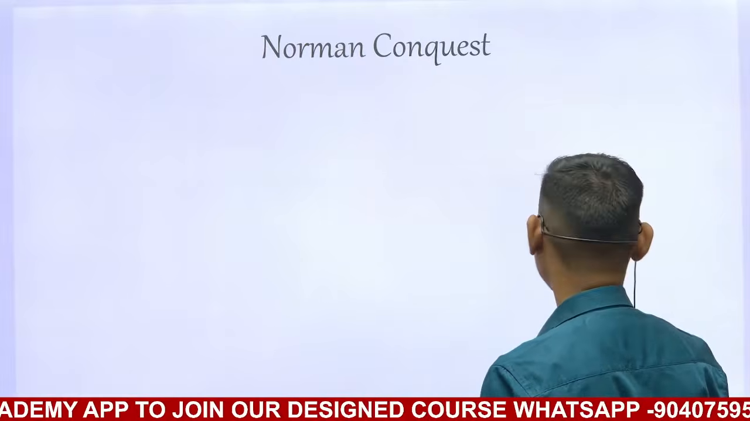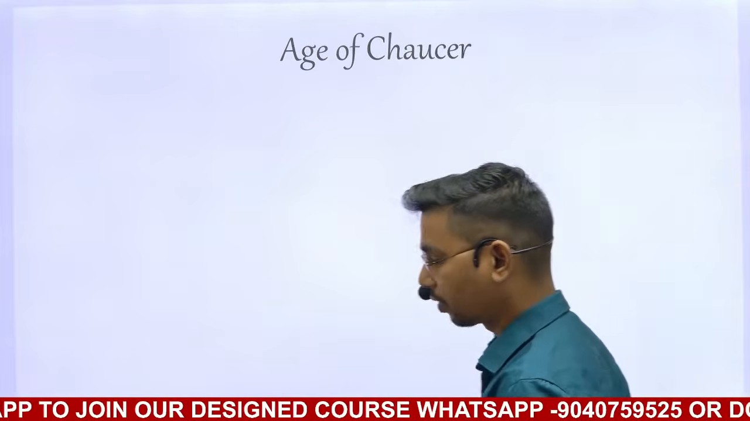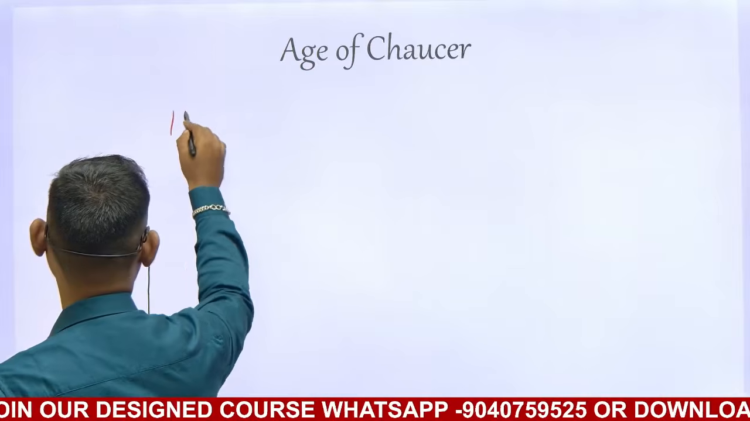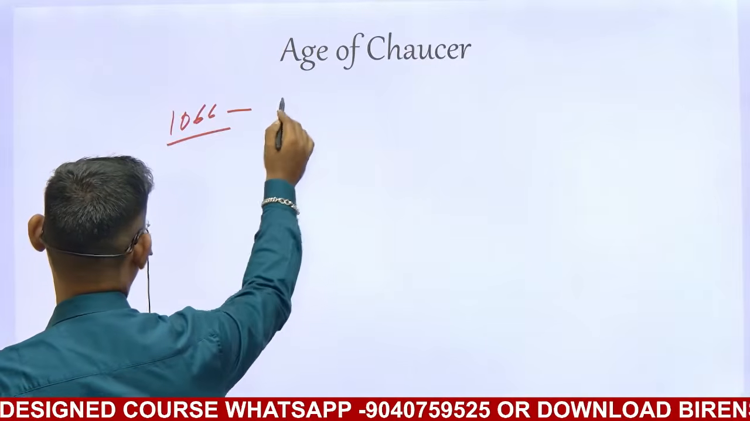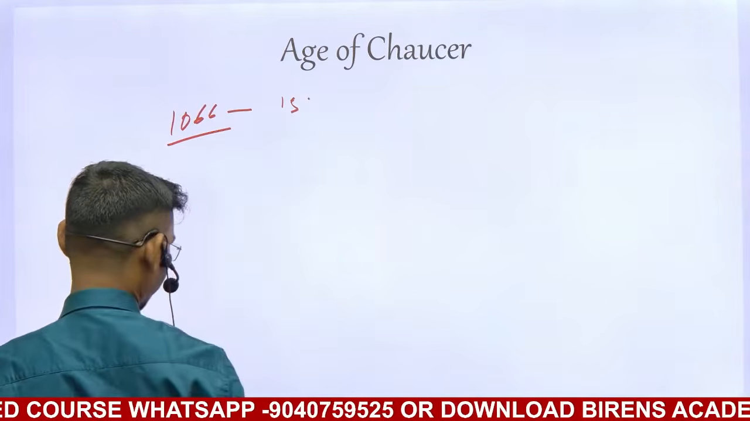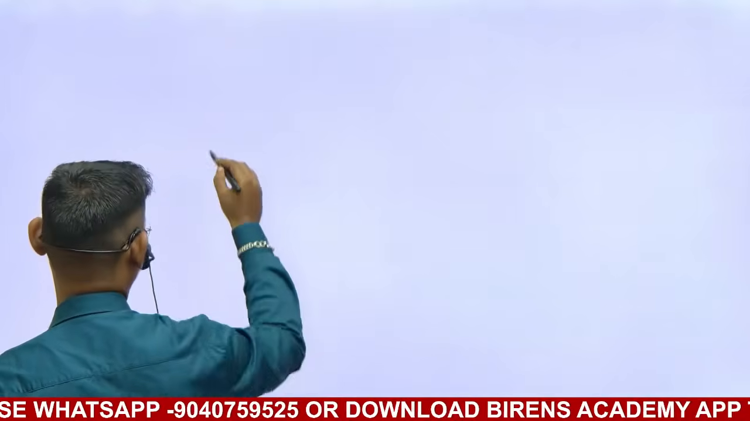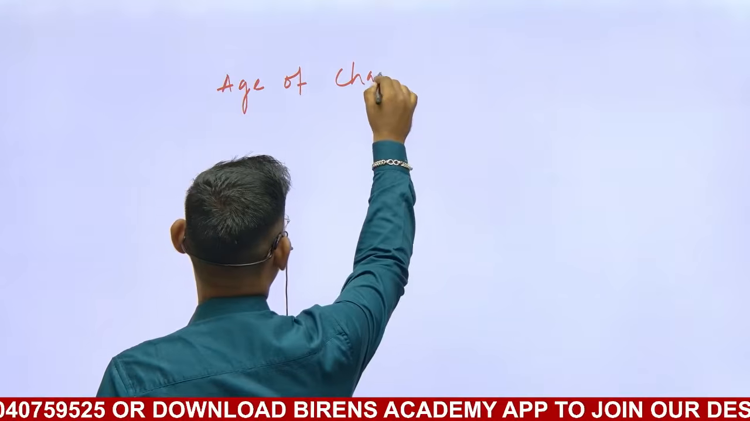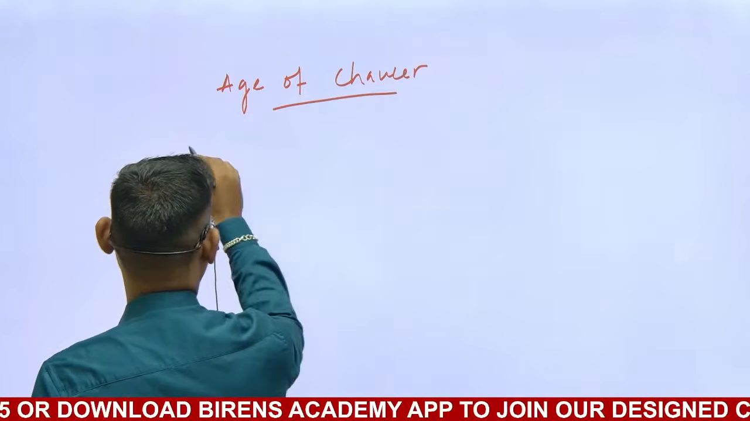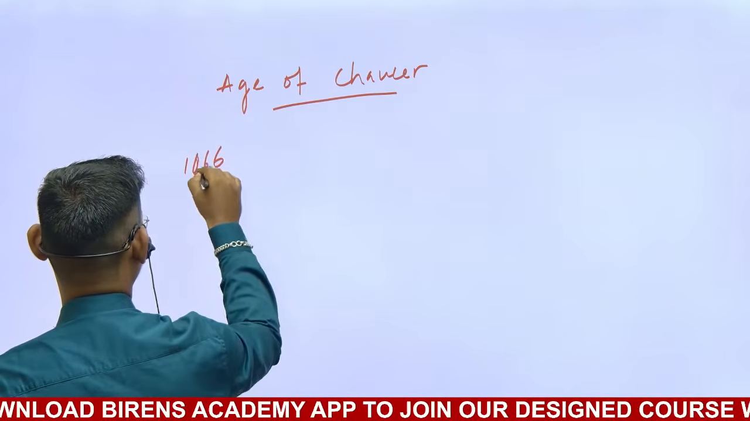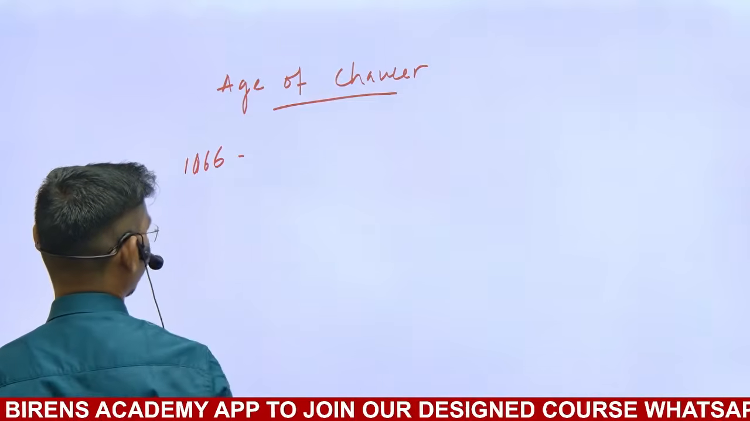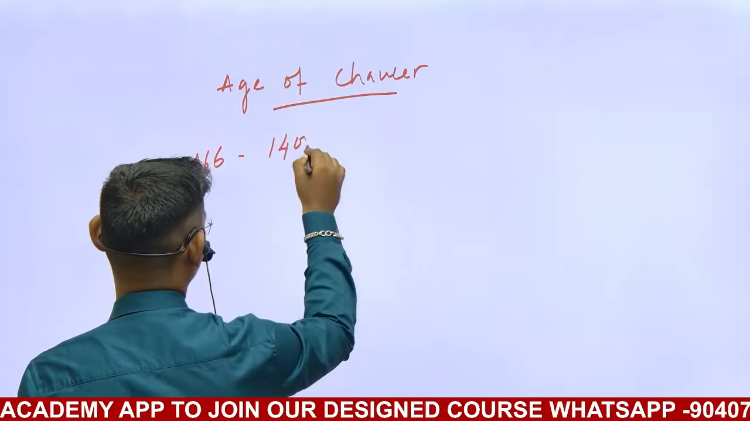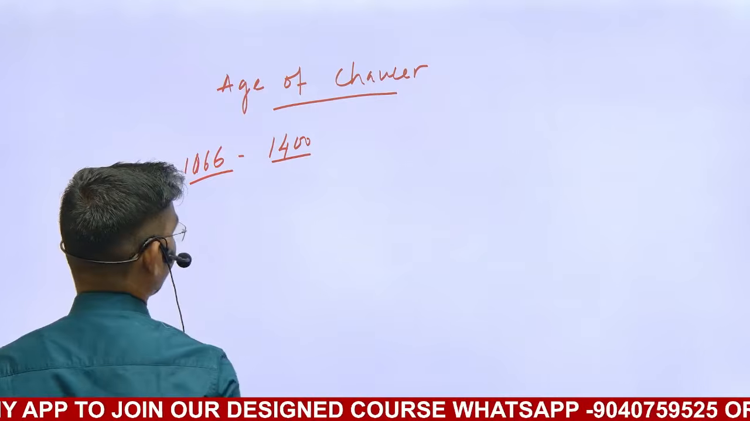Yeah, Norman conquest that we discussed just now. Now coming to the age of Chaucer, from 1066 the literature flourished until we can say 1400. Okay, age of Chaucer. After the Norman conquest in 1066, it continues, we can say, to 1400 until the death of Chaucer.